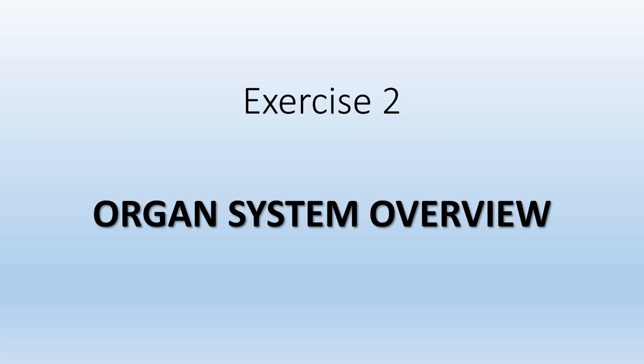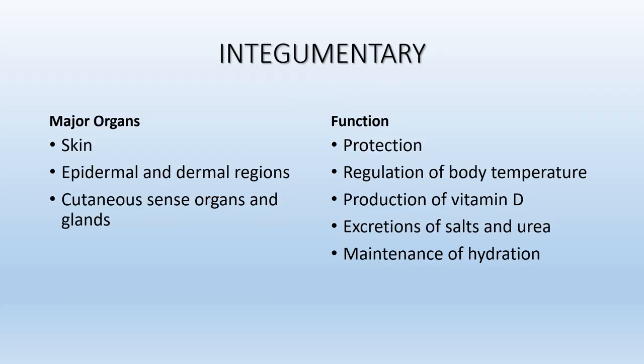Exercise 2 deals with just an overview of looking at the various organ systems of the human body. There are 11 organ systems, so we're just going to briefly go over them, what their function is, what the major organs are. Throughout the semester, we are going to look at them in obviously much more detail, but this is just a quick overview.